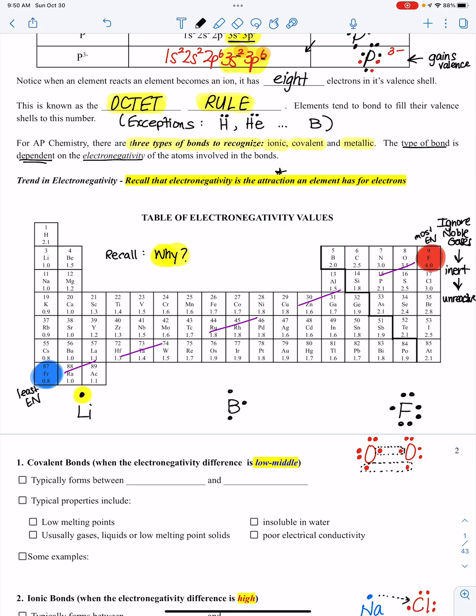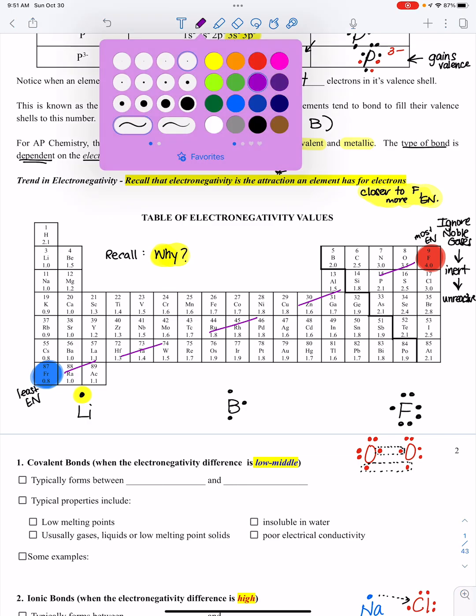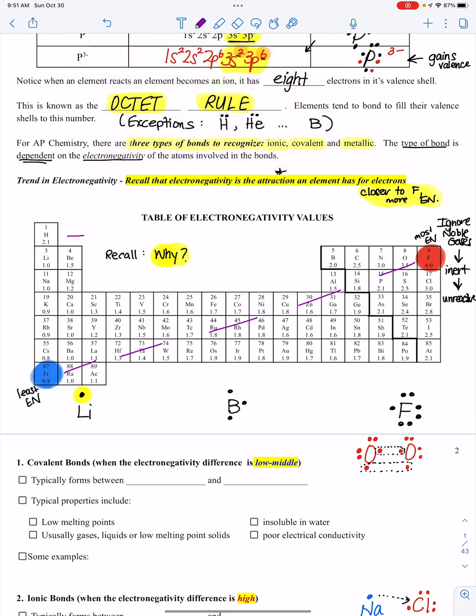The closer you are to fluorine, the more electronegative you are. That's a nice little trick for us. So the closer you are to fluorine, the more electronegative you'll be, and that is reminding us of our trend. Electronegativity increases as you go from left to right. It increases as you go from bottom to top.